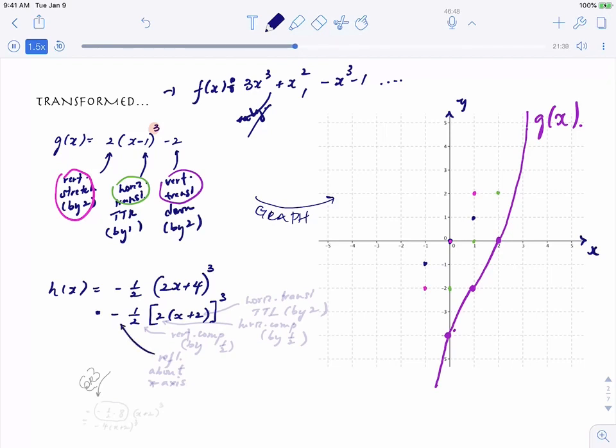But as it is now, what does the negative tell me? Reflection about what? That's right, about the x-axis. What about the 1/2? Vertical compression by a half. And the 2 inside, it's a horizontal compression, also by a half. And the last one, easy peasy, the 2 is what? Yep. To the left by 2.